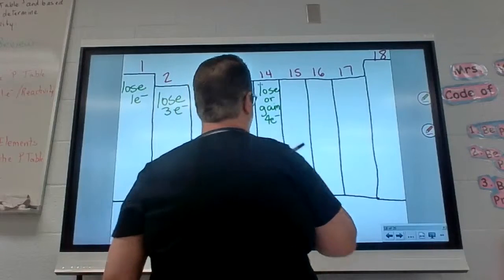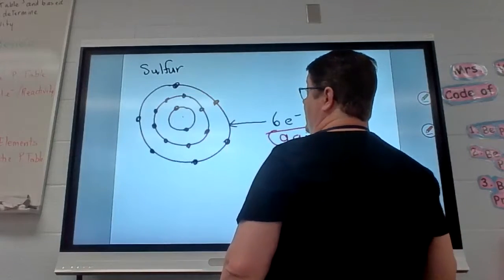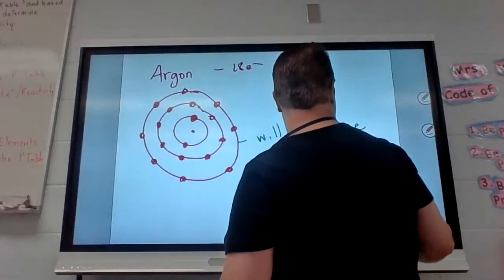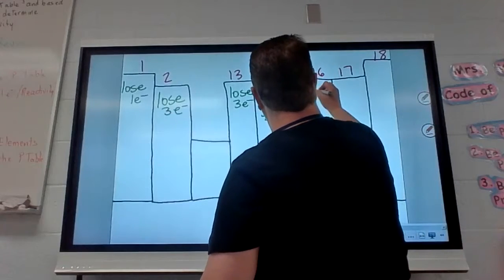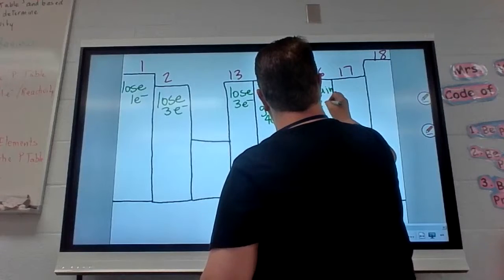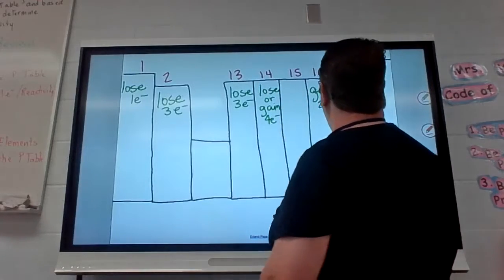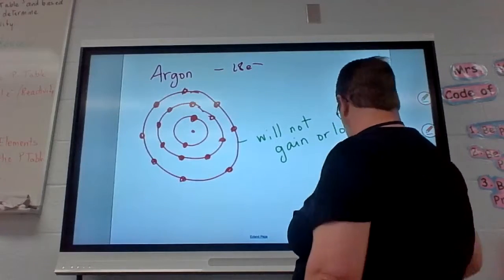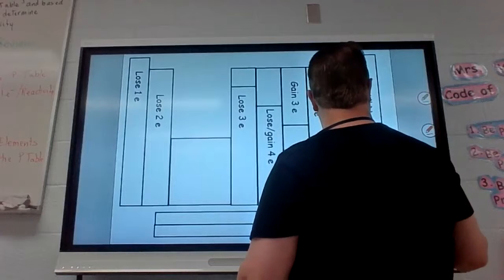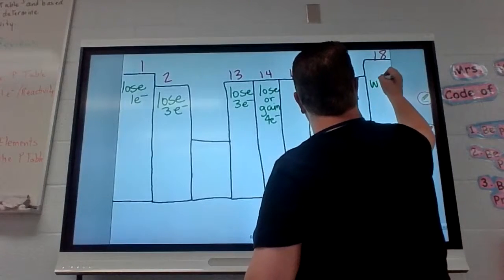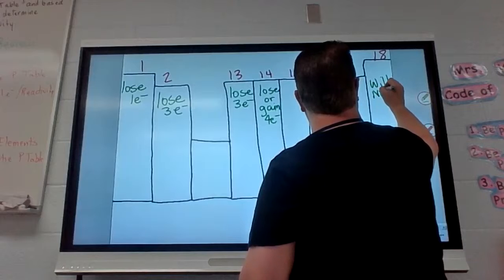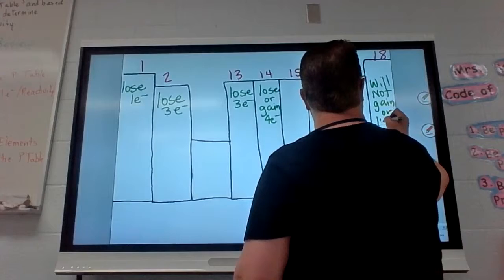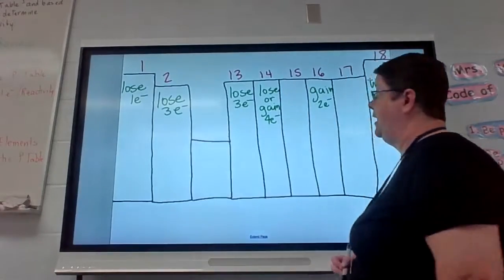All right, we didn't do 15. We did 16, and we said 16 was going to do what? Gain 2. And group 17 we didn't do. And group 18 we said was going to do what? Will not gain or lose. All right, so we will not gain or lose.